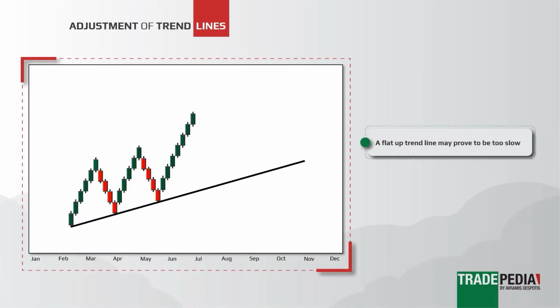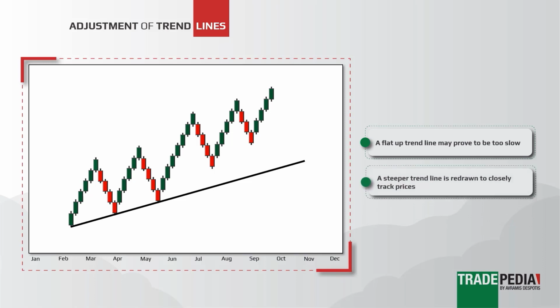In many cases, a flat uptrend line may prove to be too slow to follow the increased bullish price momentum. So a steeper trend line should be redrawn to closely track the accelerated move.